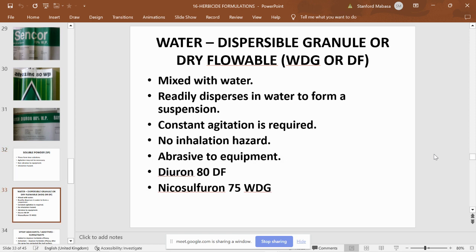Then we have water dispersible granule or dry flowable, WDG or DF, mixed with water, readily disperse in water to form a suspension. Constant agitation is required for mixing. No inhalation hazard, but it can damage equipment because it is abrasive. We have got two examples, Diuron 80 DF, then Nicosulfuron 75 WDG.